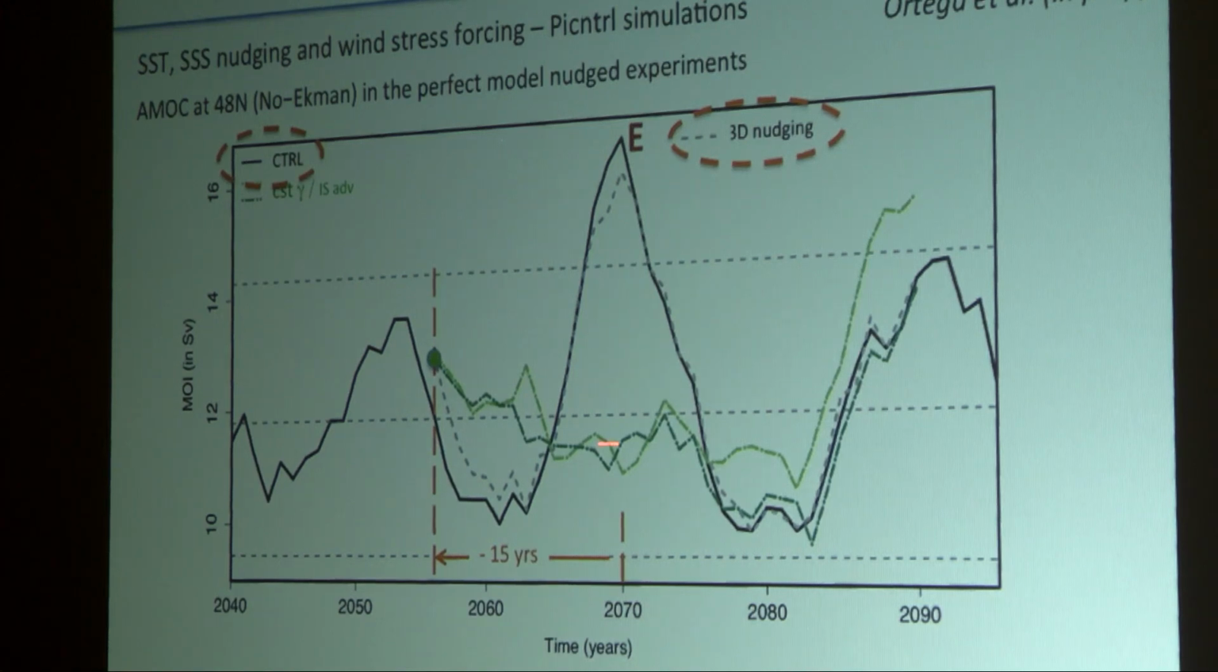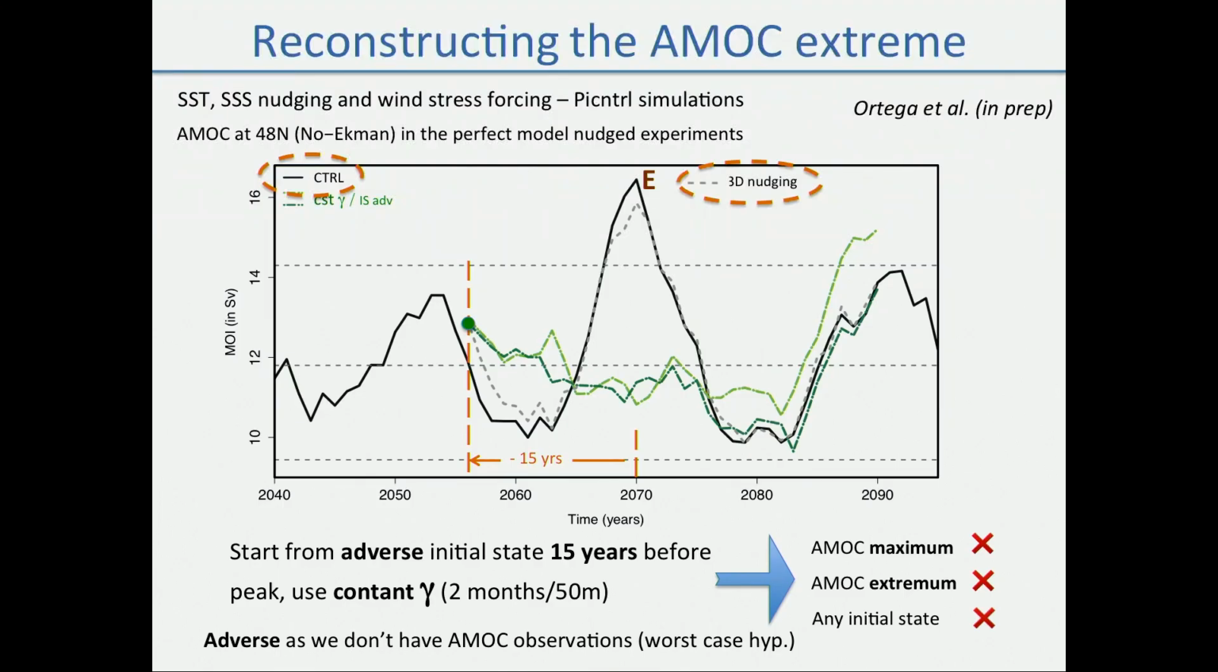Now, if I start with adverse initial states 15 years before the peak and use a constant gamma, so a 2-month timescale, we completely miss the peak. Not even a maximum. So we have no maximum, no extremum, and any initial state doesn't work. These are the 3 things we'd like to have: the maximum, the extremum, and when we go back to the historical context, where we don't know what the initial state was 40 years ago, we need to be able to reconstruct whatever the initial state is.